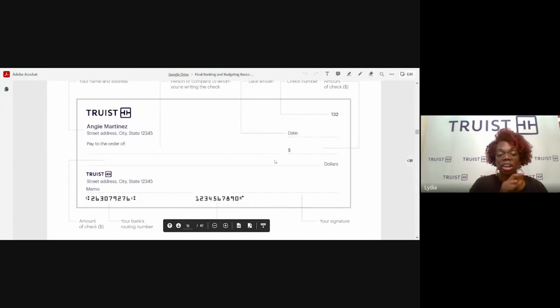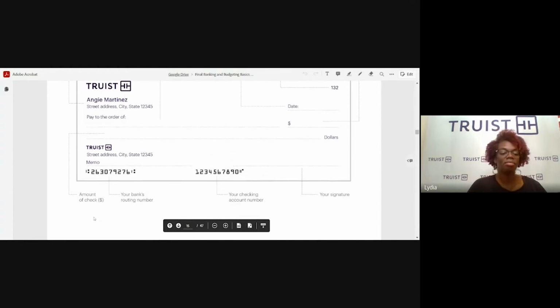Now, that long line underneath goes all the way to the end. It says dollars. That is where you write out the words. So I would literally write ONE HUNDRED. Another tip when it comes to writing out the words of the numbers that you're writing that check for: that is the legal line. That is what you will get paid.